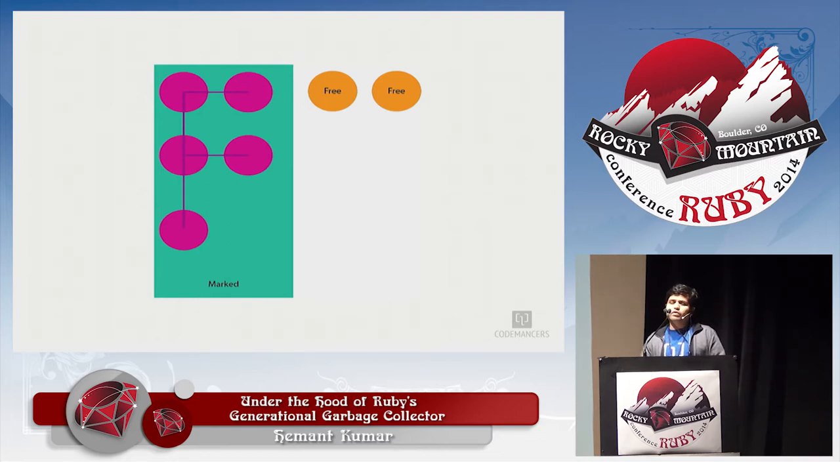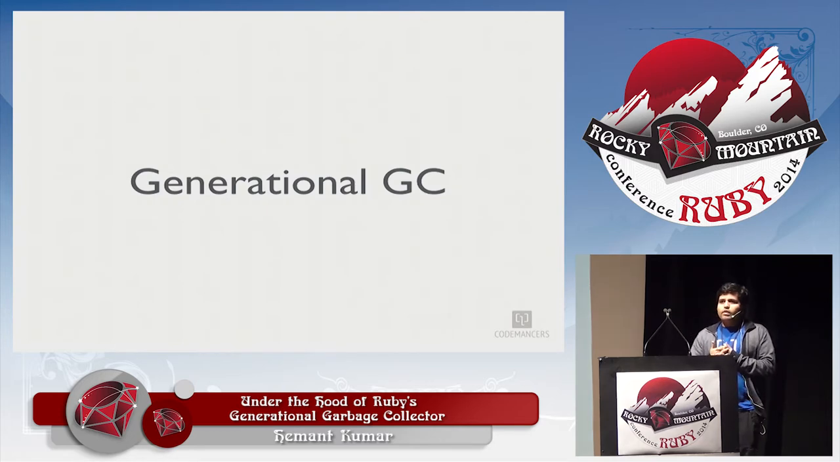Except the problem is that if you're running a Rails app that is taking 400 MB and you have probably a million objects on your heap, then traversing this entire heap each time is very costly. So Ruby 2.1 brought generational GC. So three cheers for generational GC.